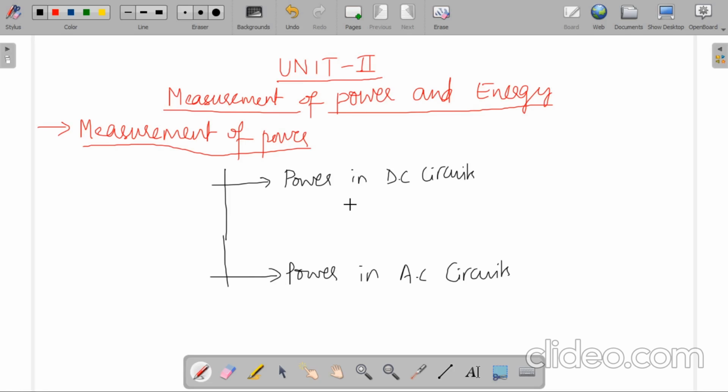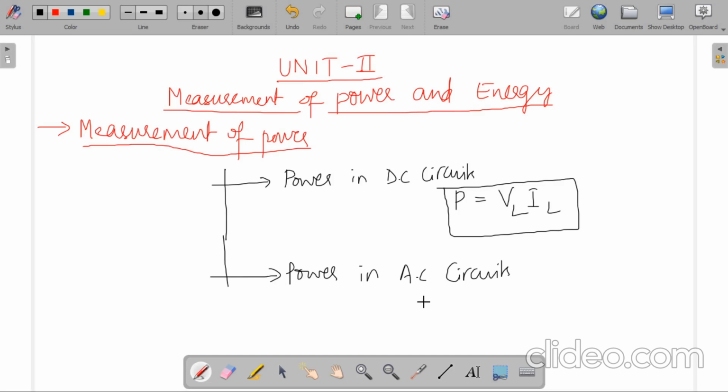Normally we use R load in a DC circuit. So power in a DC circuit will be P is equal to VI. Simply it is V into I, or VL into IL. VL is the voltage across the load, IL is the current through the load. V multiplied by I is nothing but power.